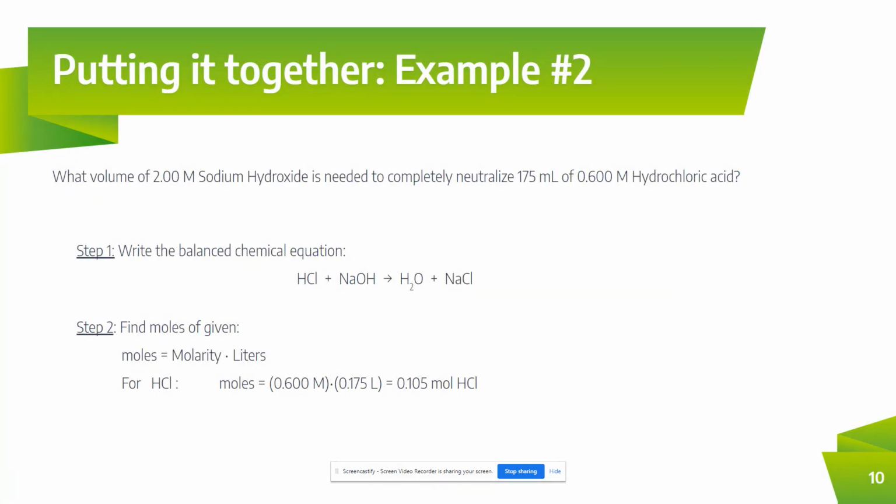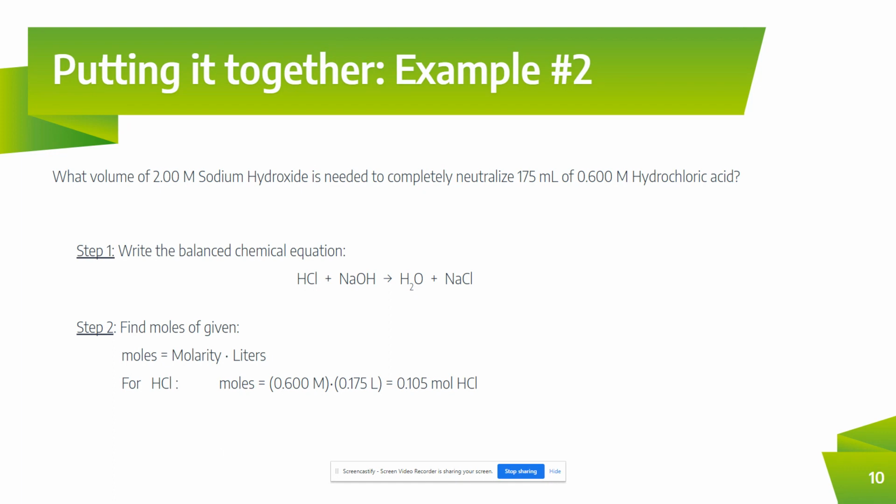As a second example, we have this problem. What volume of 2 molar sodium hydroxide is needed to completely neutralize 175 milliliters of 0.6 molar hydrochloric acid? As step 1, we're going to write the balanced chemical equation. Hydrochloric acid has 1 hydrogen, and sodium hydroxide has 1 hydroxide. And so, in this case, everything's 1 to 1. There are no coefficients needed to balance the equation.